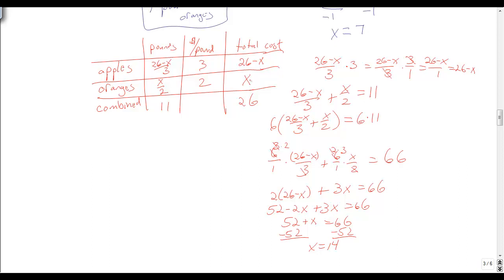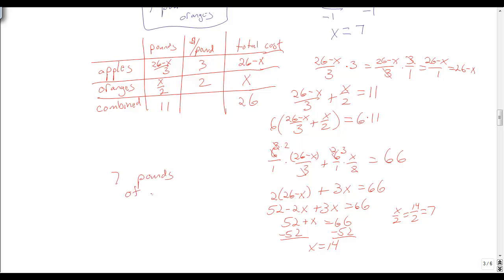But then my answer isn't 14 pounds. That's how much we spent on oranges. The number of pounds of oranges was x over 2. So I have x over 2, that's 14 over 2, that's 7. So I get the 7 pounds of oranges here, this way.